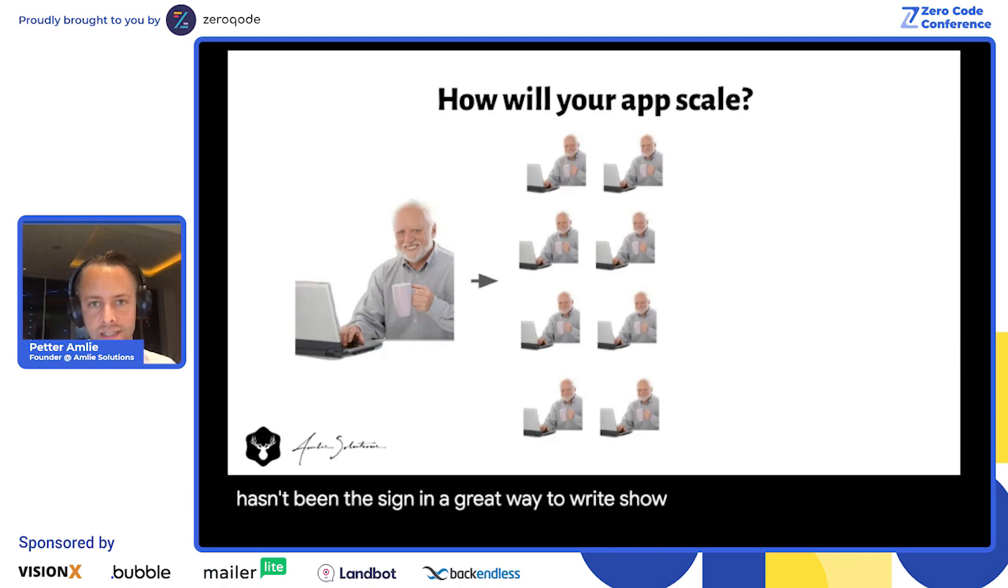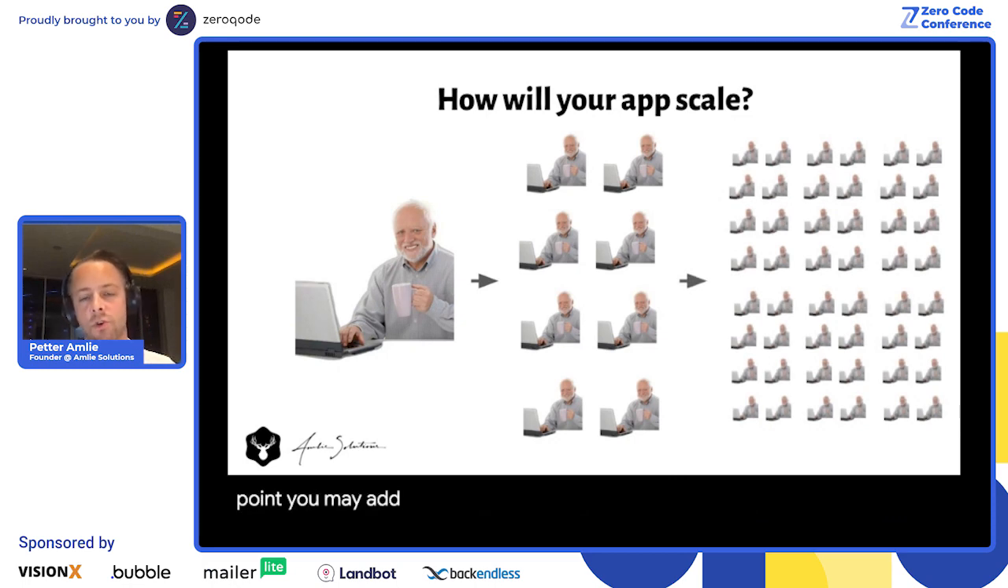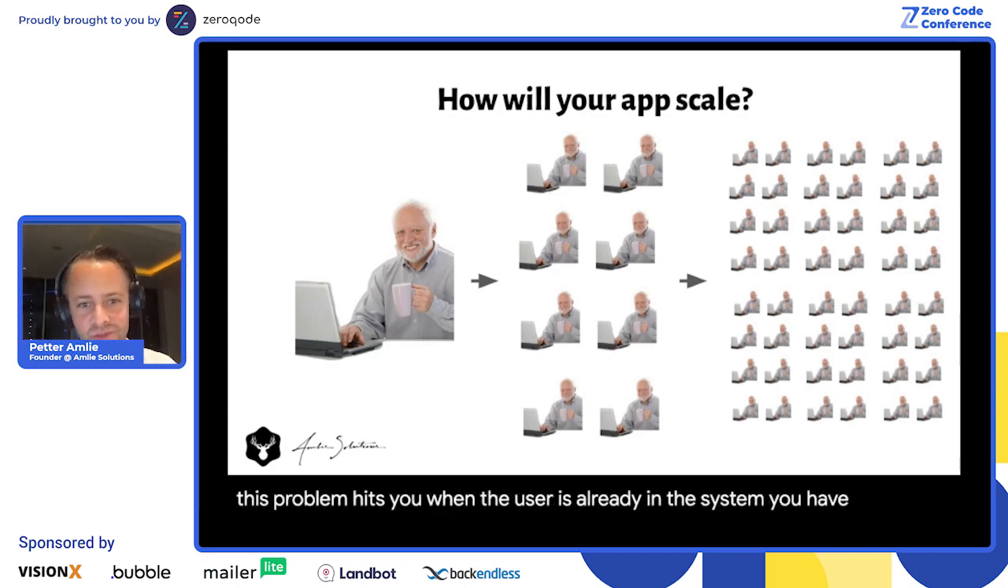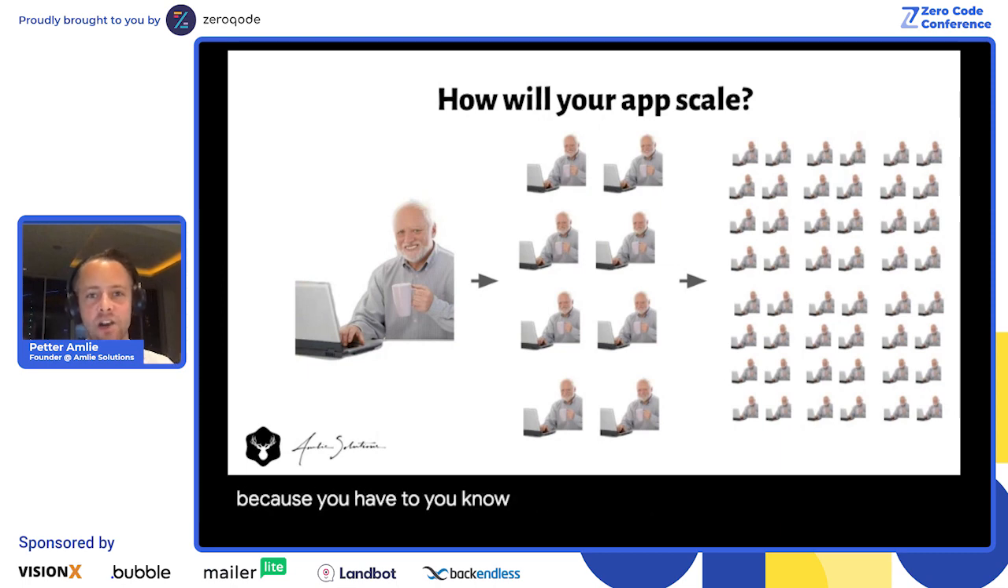So this is not the fault of the platform, and it means that you have to design it in some other way. And at some point, you may add 100 more users, and it's going to slow down even more. And if this problem hits you when the users are already in the system, you have a huge challenge, right? Because you have to, in a panic, go back and change all this stuff to make it more efficient. So you really need to think about how your app will scale.